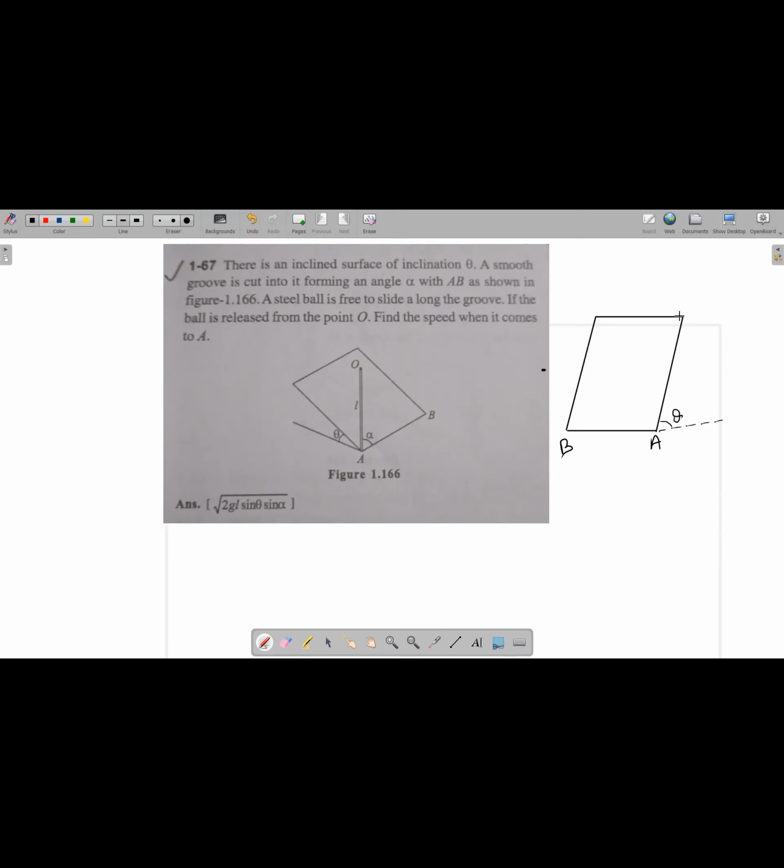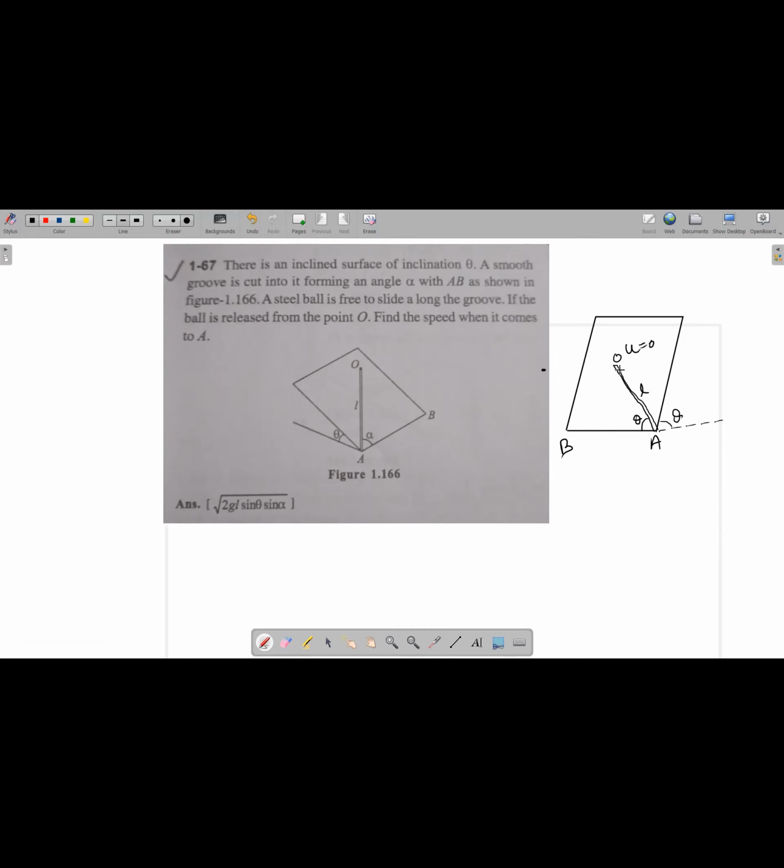So that will make some angle with AB. Suppose this is the groove, and that makes some angle with AB. This is the length of the groove, and this is O. So you have to find, a steel ball is free to slide along the groove. If the ball is released from point B, the initial speed of the ball will be 0.